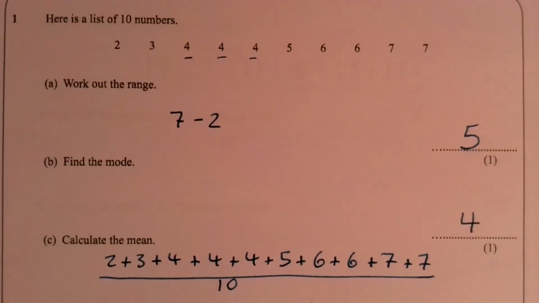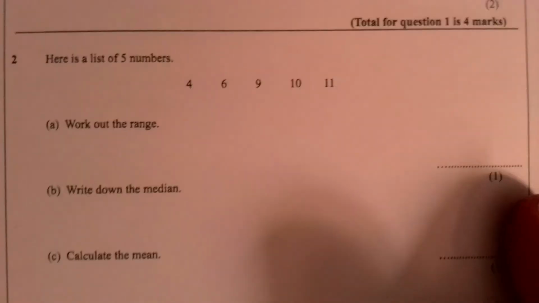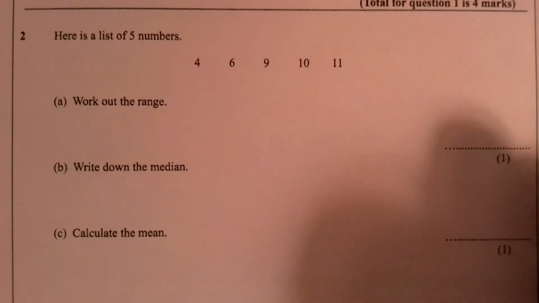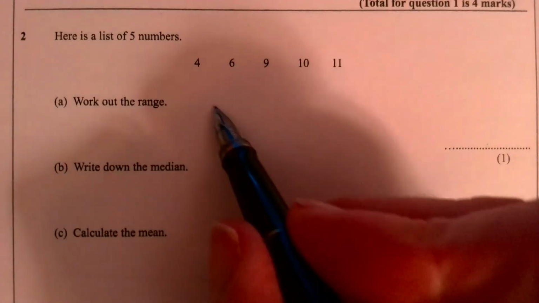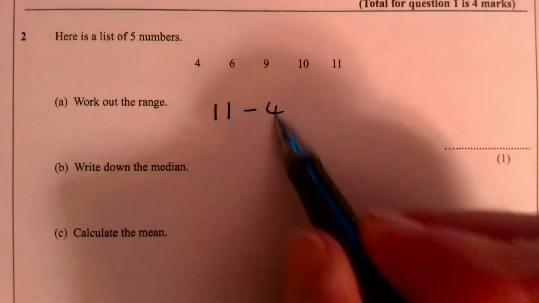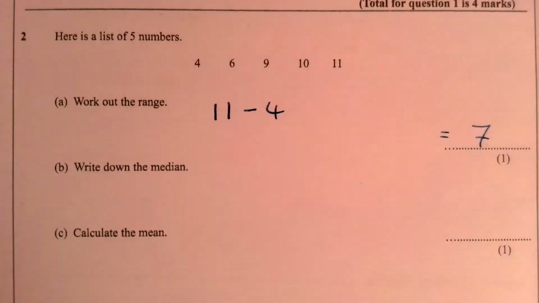Okay, so that's question 1. Question 2 is coming straight up. Here you go. So once again, pause the video, have a go, do what you can. And the range, hopefully we're getting into this now. The biggest take the smallest, 11 take 4 is 7.